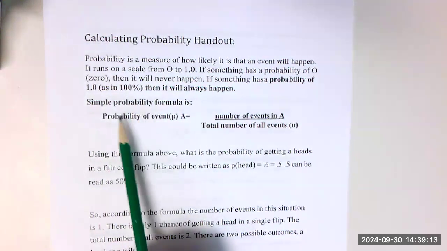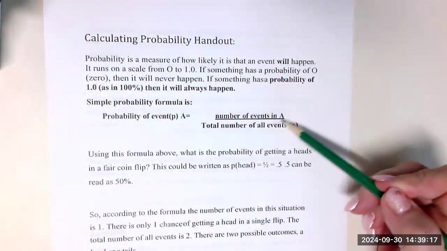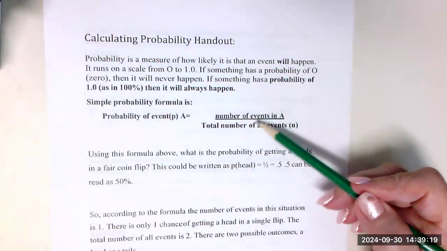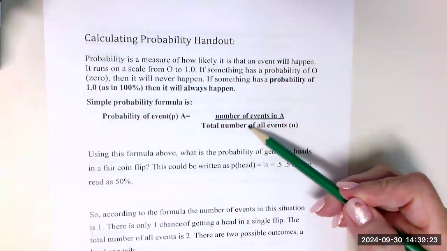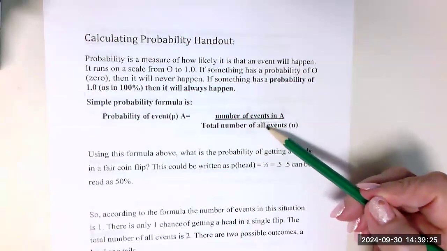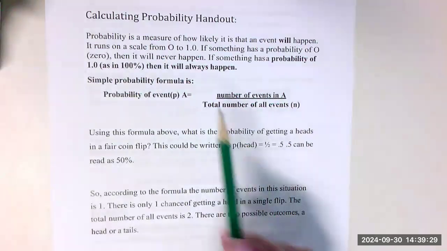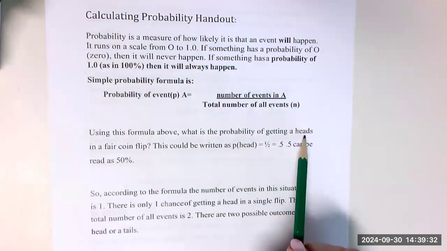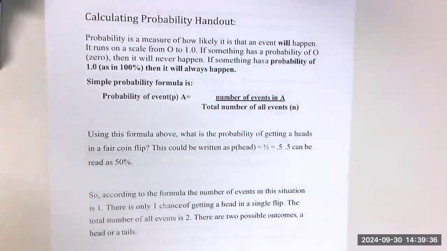So the simplest rule of probability is just saying, what is the number of times the thing you're looking for can happen, and what are the total possible events? So this will make sense when I do the example. All right, let's start with the probability of getting a heads in a fair coin flip. So if you flipped a coin, what's the likelihood or the probability that you would get a heads?